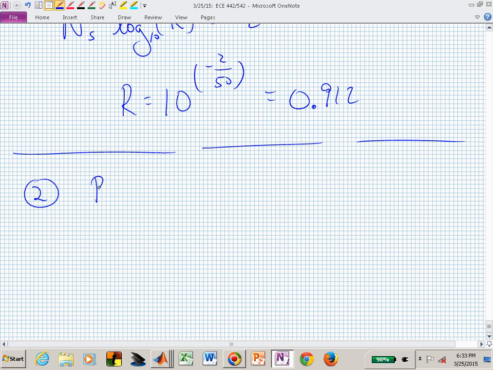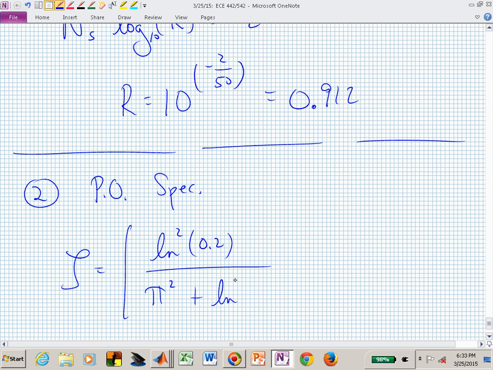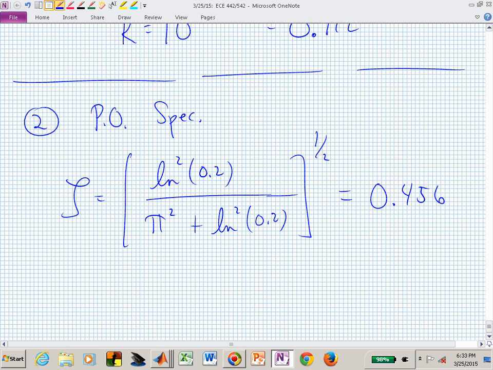Now we also have our percent overshoot spec, and that was given to be 20. We divide 20 by 100, and we take the natural log and square it. We then divide that by pi squared plus the natural log squared of 0.2. We square root all of that, and we end up with 0.456 for our zeta value.